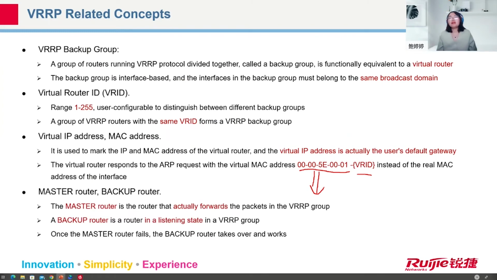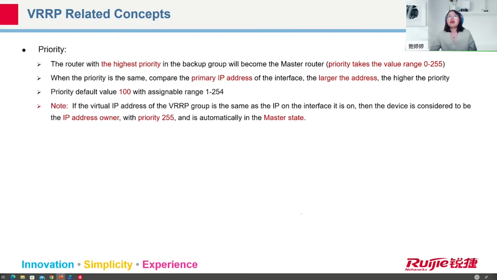And another one is the master and the backup. The master is the router that can actually forward the traffic. The backup only does one thing, to detect whether the master is working or not. Otherwise, I will become a new master to help forward the traffic. Okay, so this is a concept.